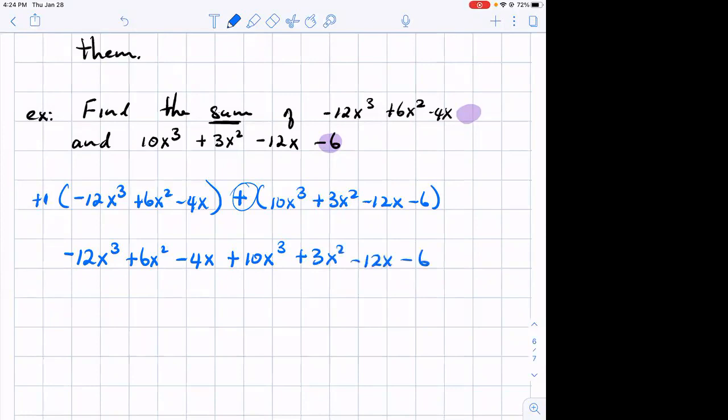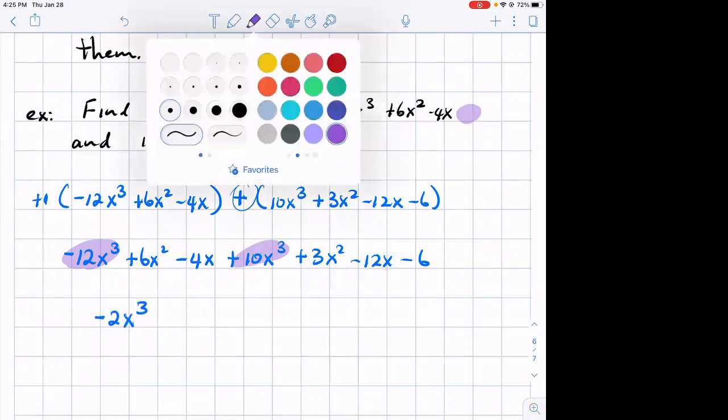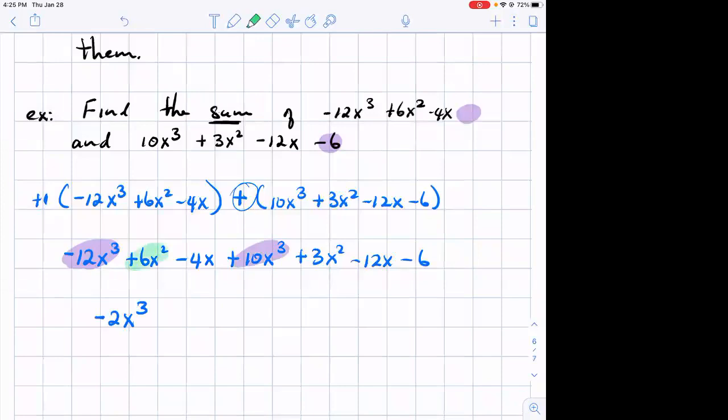And then we combine like terms. So first, cube term. Any other cube term here? Yes, we have one more here. So minus 12 plus 10 becomes negative 2x cubed. Then we go down the line. Next term here, we have a 6x squared. Do we have any other x squared term? Yes, we do. So positive 6, positive 3 becomes positive 9x squared.